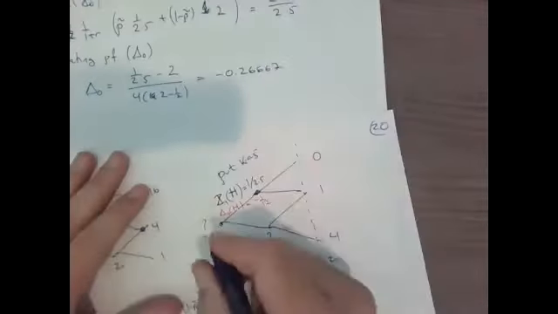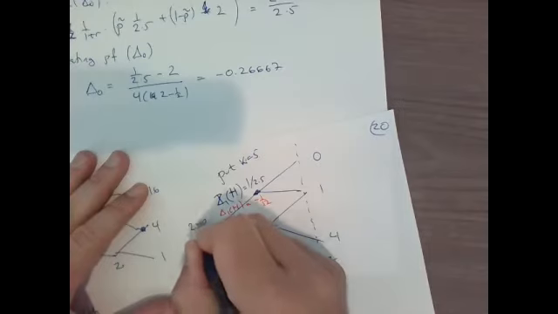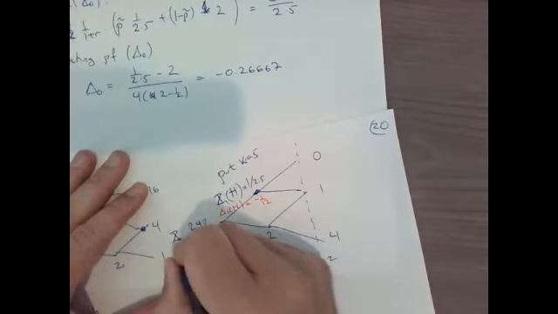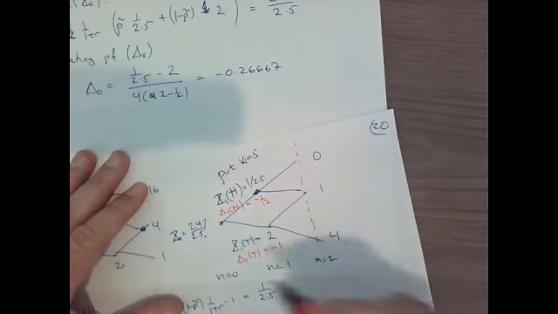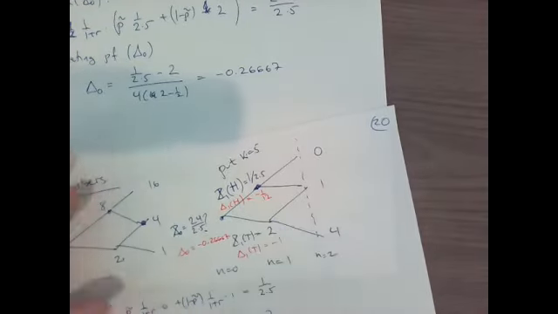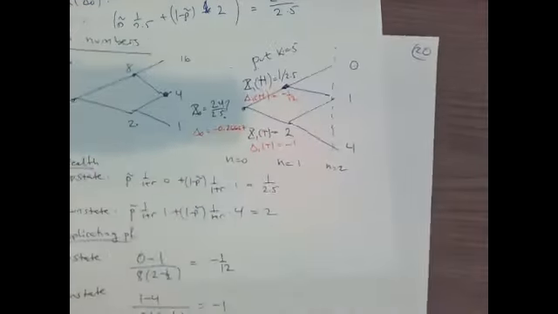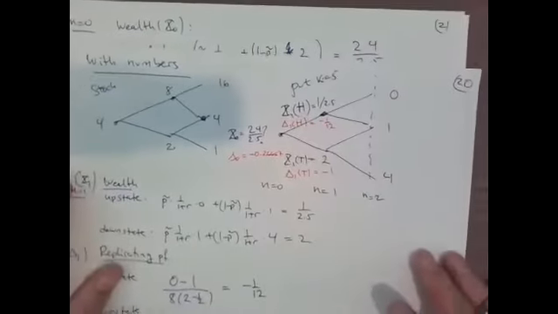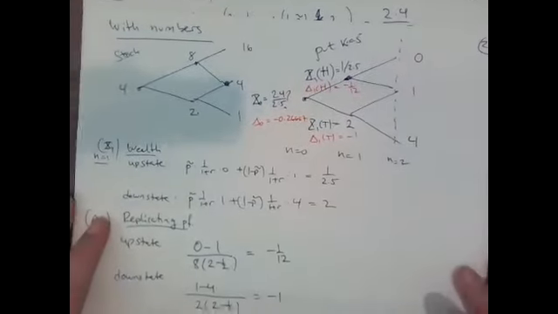The initial wealth is 2.4 divided by 2.5. This is my x0. My delta 0, this was minus 0.26667. So now we have the tree completed.